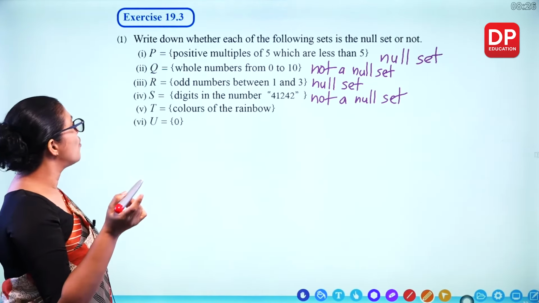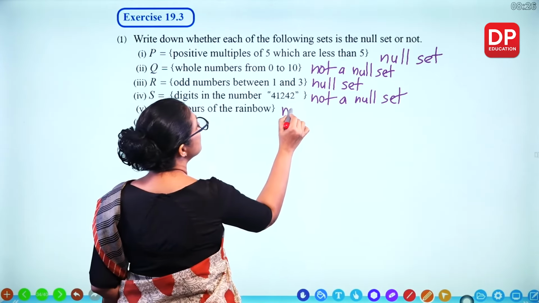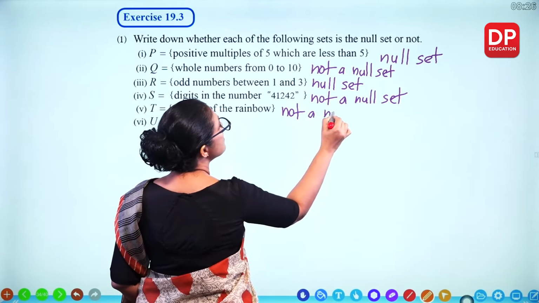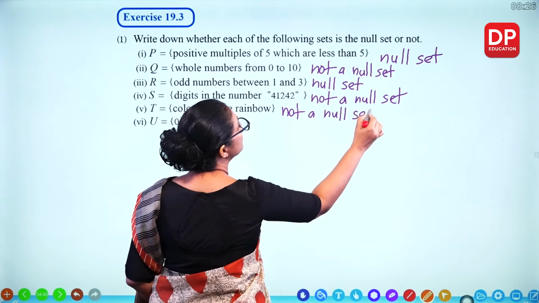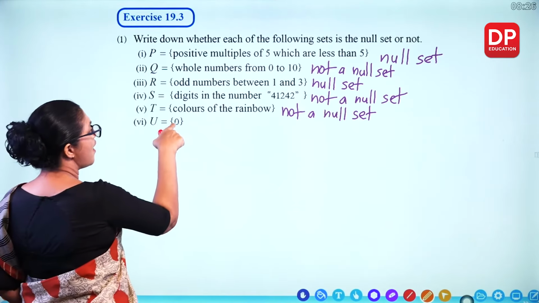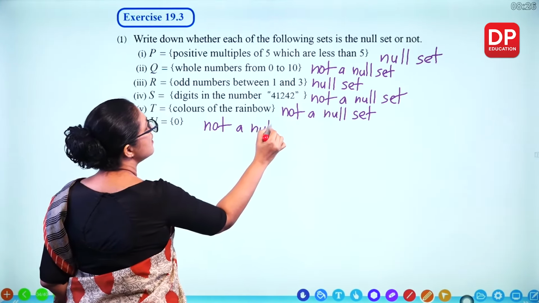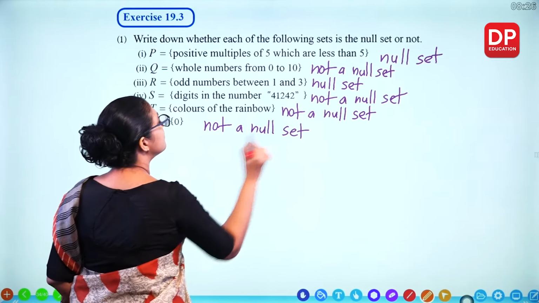Colors of the rainbow. There are colors. So that's not a null set. U equals 0. So there are elements. Not a null set.